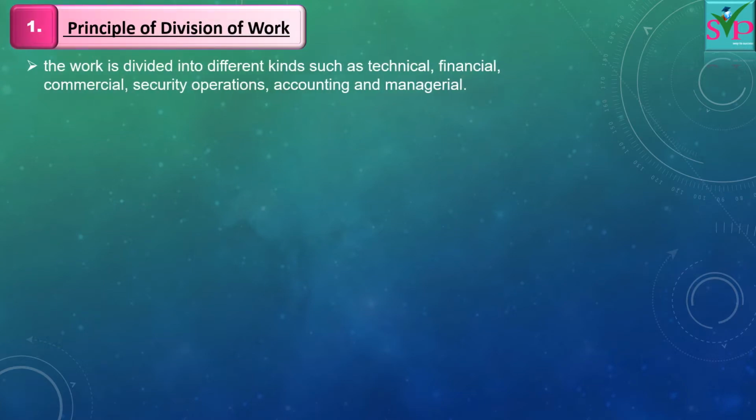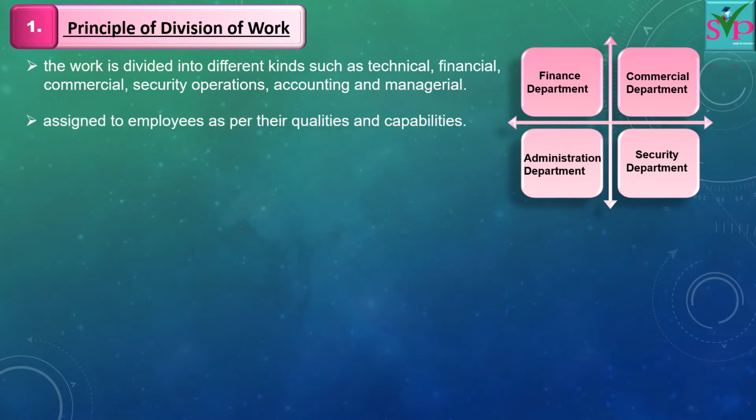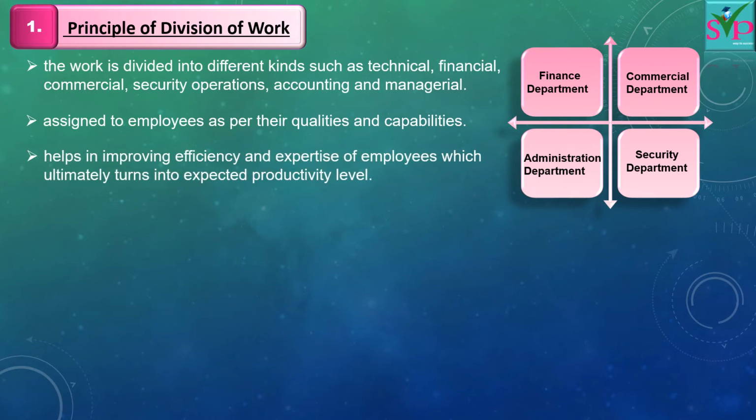First one is the principle of division of work. The work is divided into different kinds such as technical, financial, commercial, security operations, accounting, and managerial. Work should be assigned to employees as per their qualities and capabilities. It also helps in improving efficiency and expertise of employees, which ultimately turns into the expected productivity level.